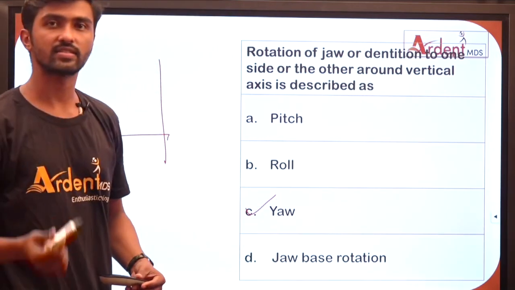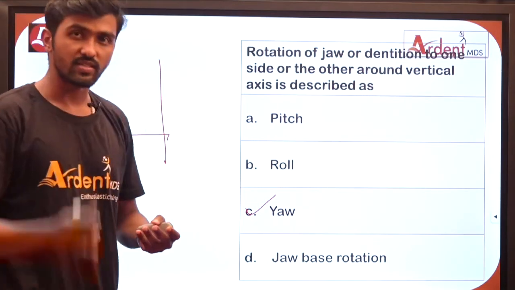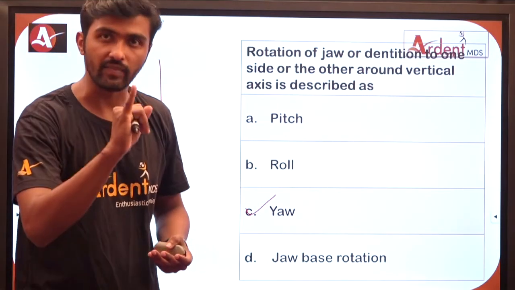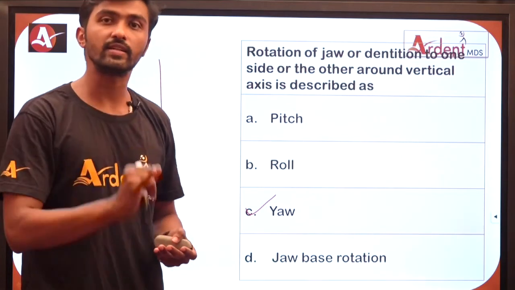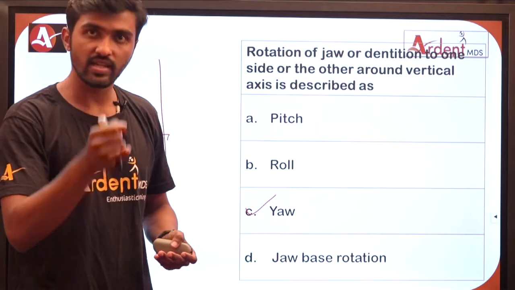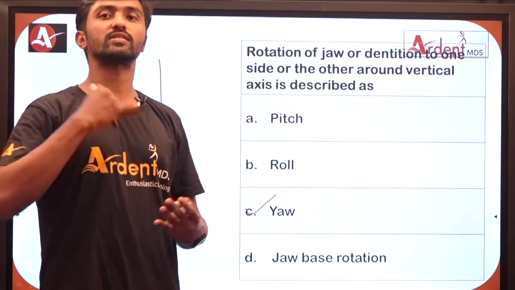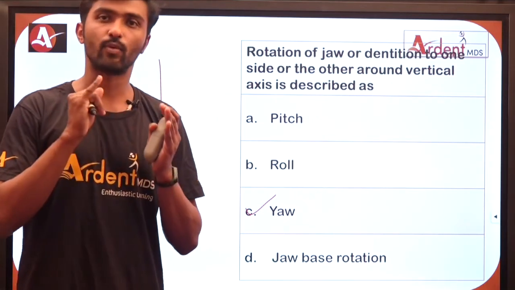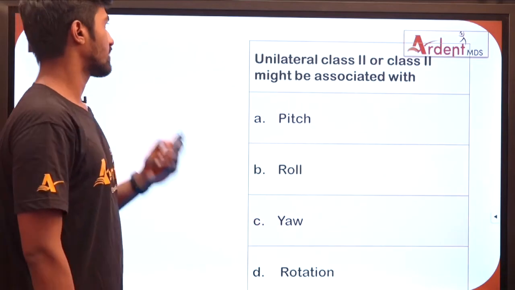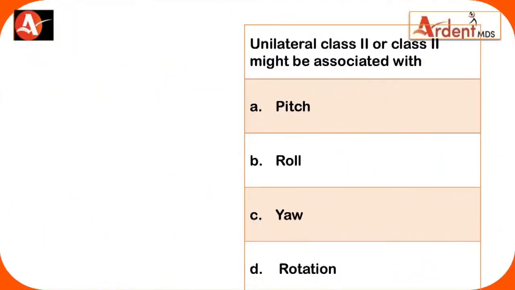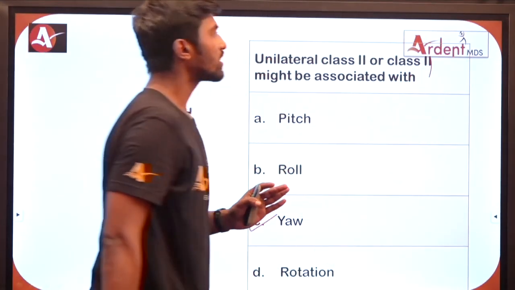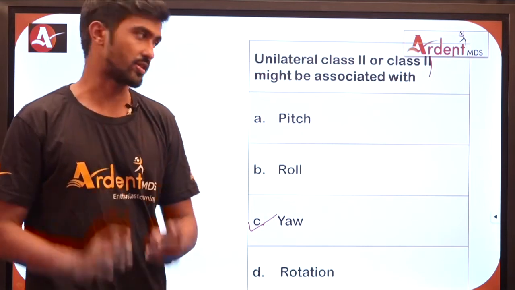So what happens when there is yaw? When yaw is taking place, the first thing is there will be a change in midline. There will be non-coincidence of the dental midline with the skeletal and facial midlines, and there may be either unilateral class 2 or class 3, and there are also chances for severe unilateral posterior crossbites as well. Okay, unilateral class 2 or class 3 might be associated with what we just discussed, yaw. So only in case of yaw will we have either unilateral class 2 or unilateral class 3 malocclusion.